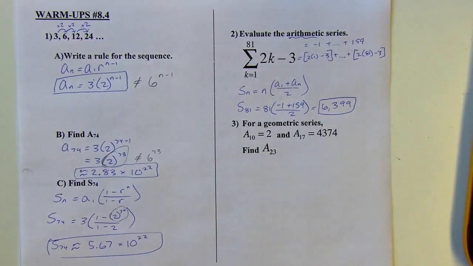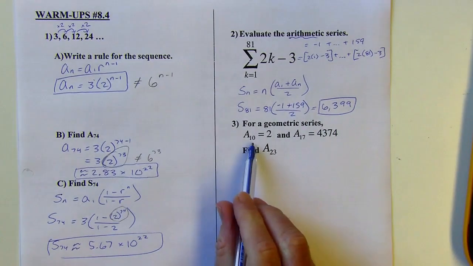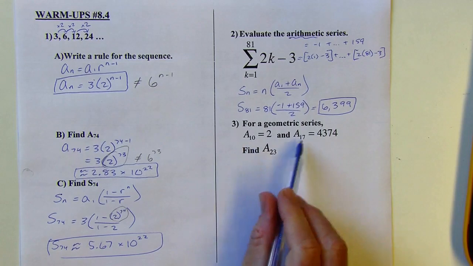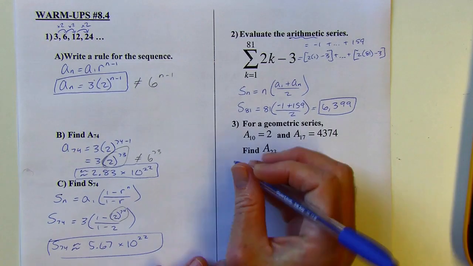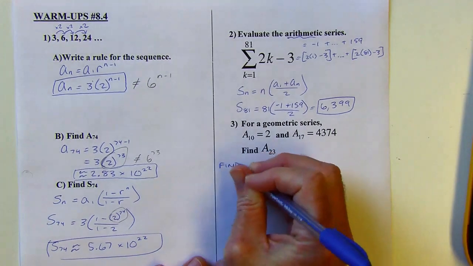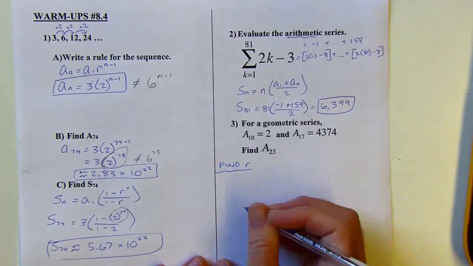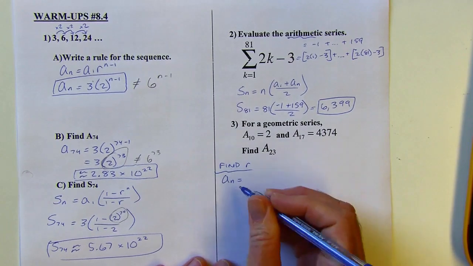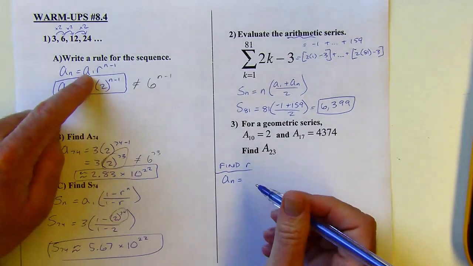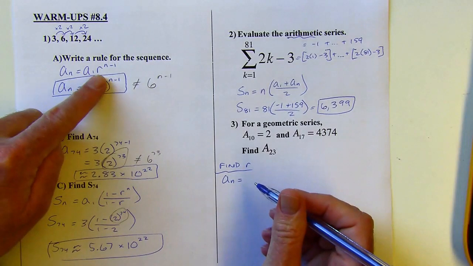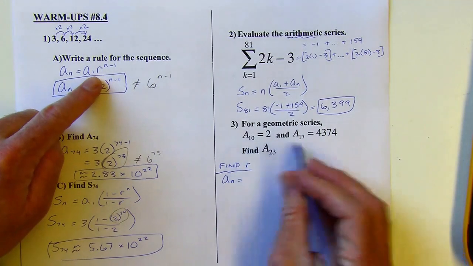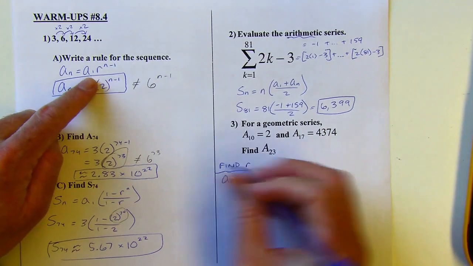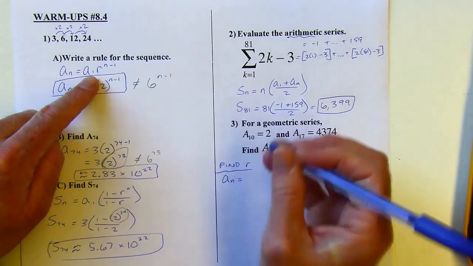Okay, one more problem. We've got a geometric series. This time we know the 10th and the 17th terms, and we want to find the 23rd term. So first thing we want to do is find the ratio. And I'm going to do that using the specific term formula. In the past, I'd written a sub 1 times r to the n minus 1, but I don't want to deal with the first term because I don't know the first term. So I'm going to change these 1's into m's.